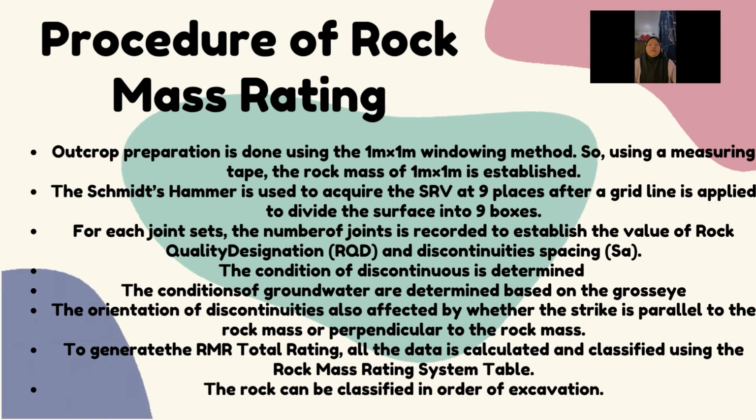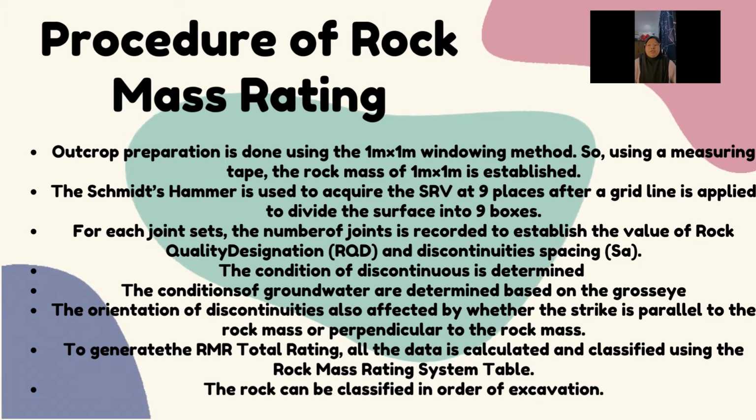The procedure of rock mass rating. First is outcrop preparation, done using the 1 meter multiply 1 meter window method. So using a measuring tape, the rock mass of 1 meter multiply 1 meter is established. Second, the Schmidt hammer is used to calculate the SRV at 9 places after a grid line is applied to divide the surface into 9 blocks.